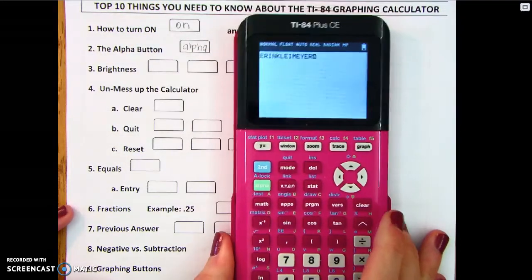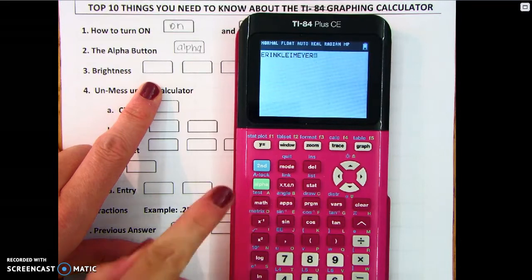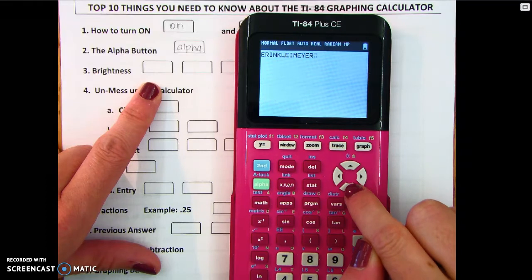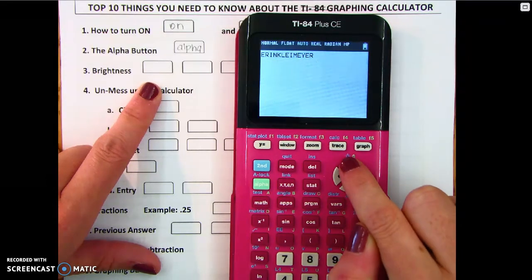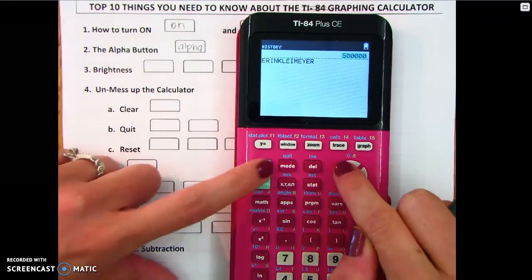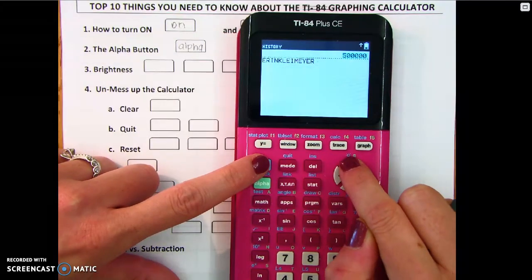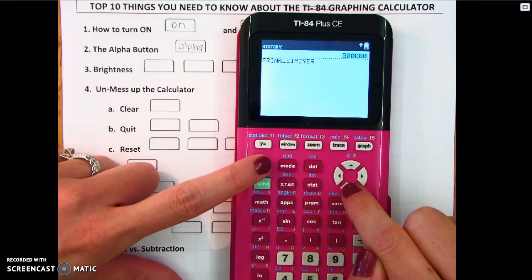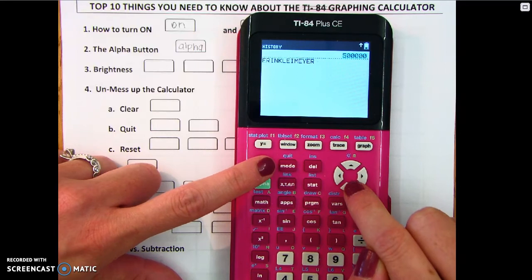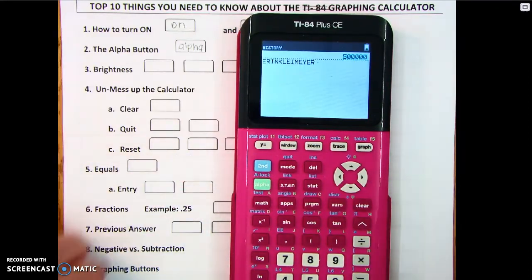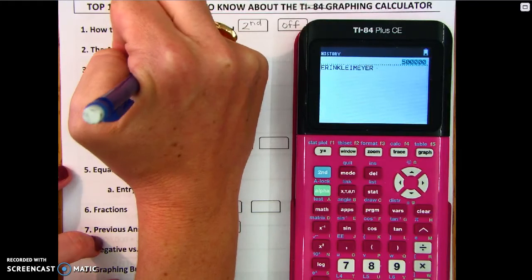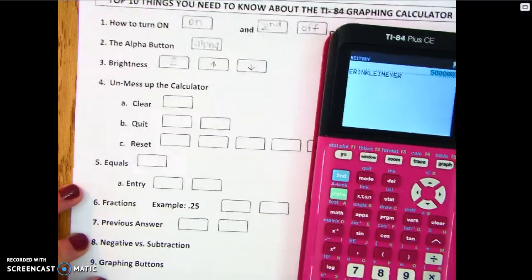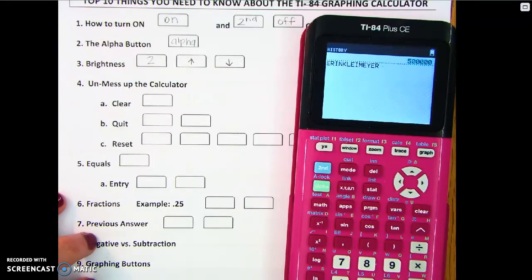You can adjust the brightness of your calculator. To do that, hit the second button again, and notice that these arrows here have little suns in blue. So if you do second up arrow, you have to keep pressing second, it gets brighter. And if you hit second down arrow, second down arrow, second down arrow, it gets darker. So second up arrow or down arrow adjusts the brightness of the calculator.